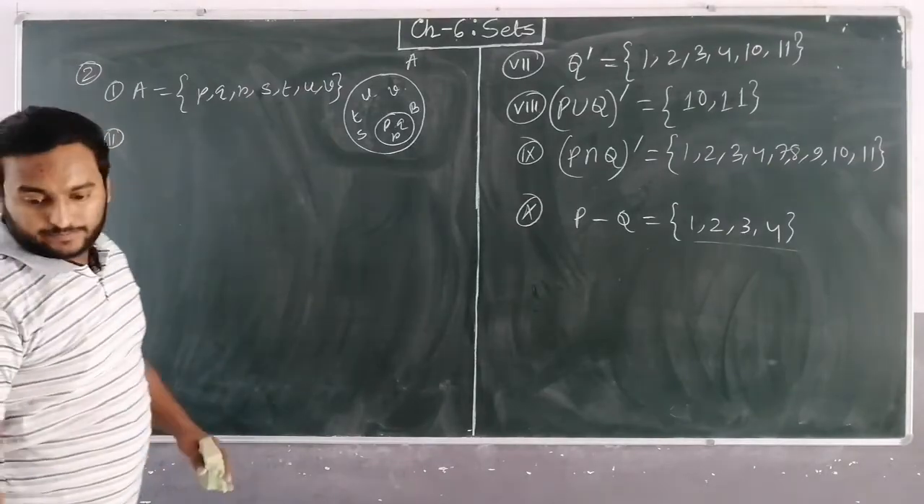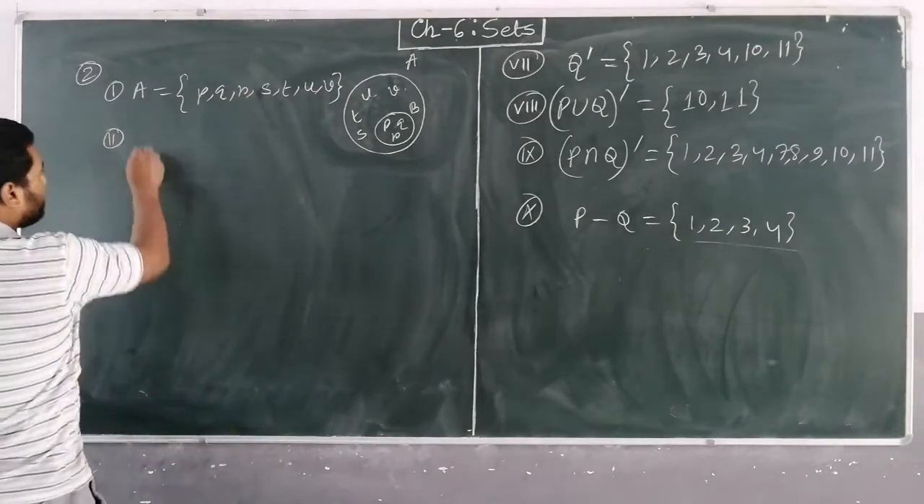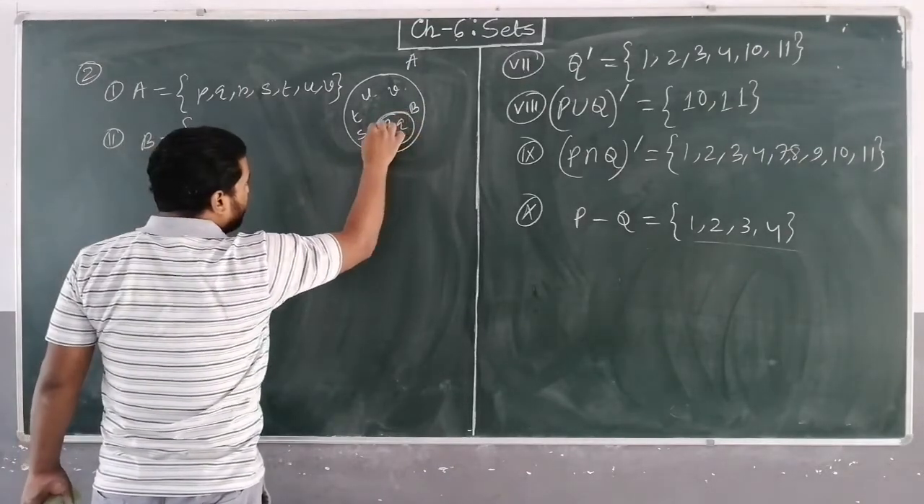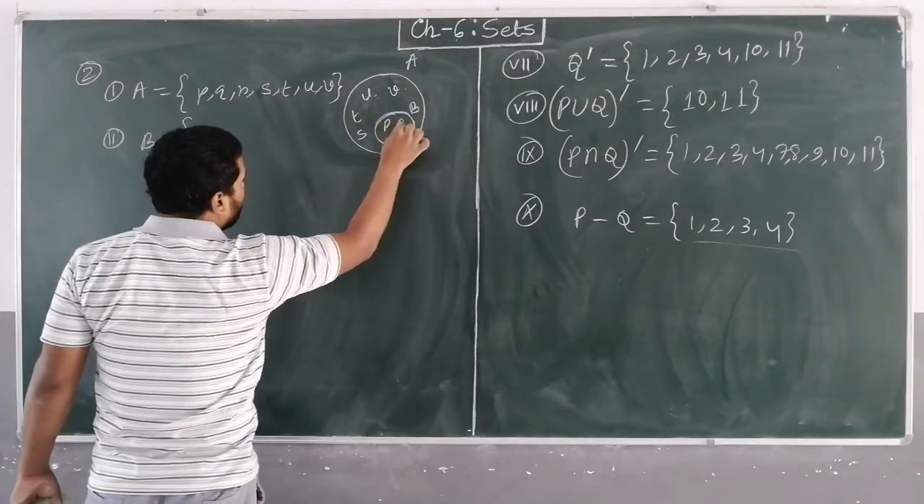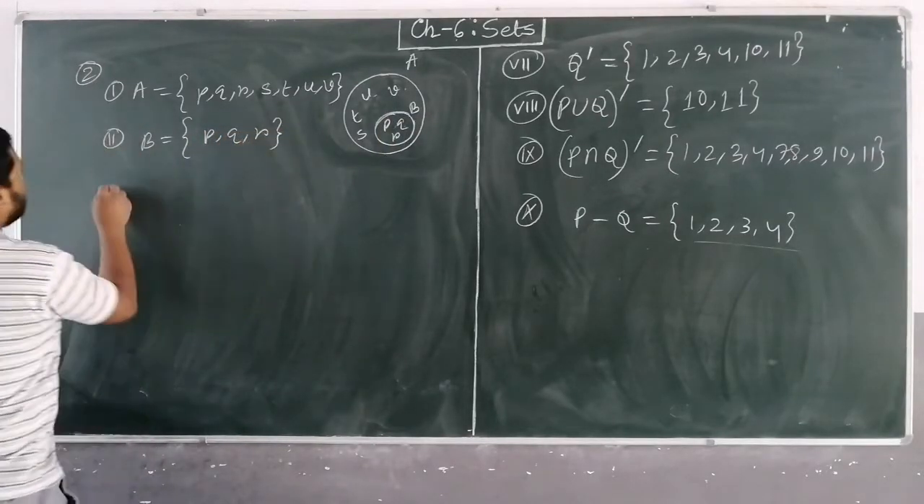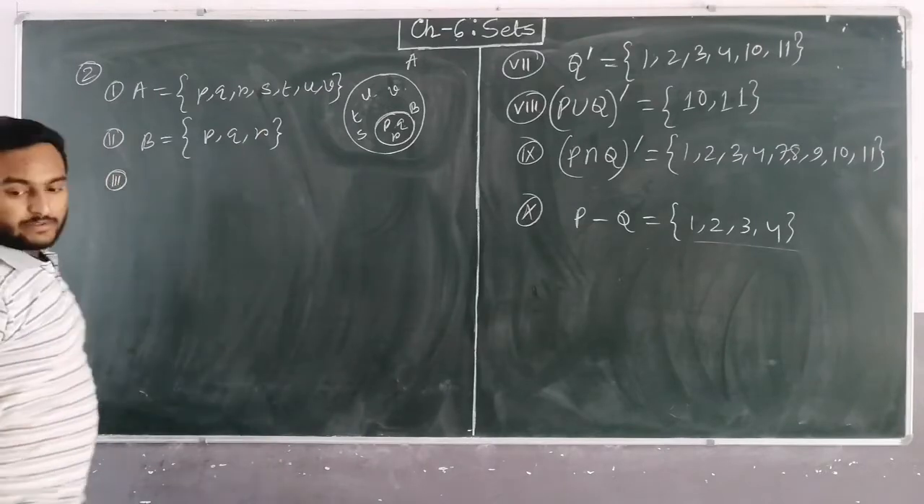Now set B. This is the set B, this circle. So inside this circle, P, Q, R. These 3 elements are there. So set B is P, Q, R.